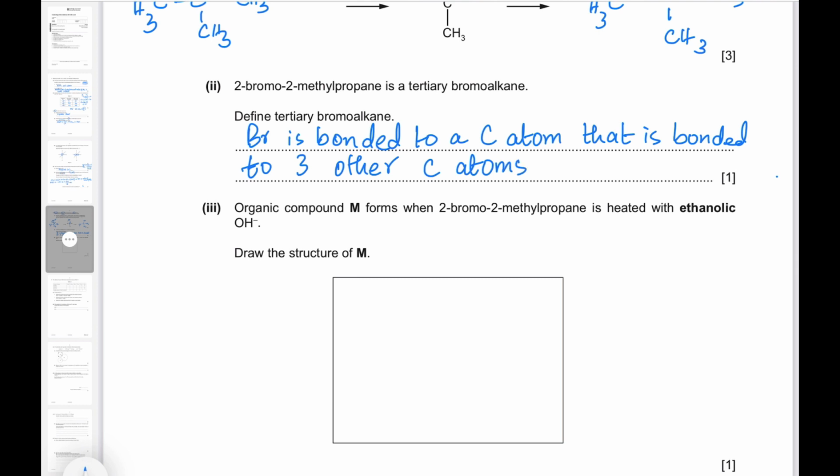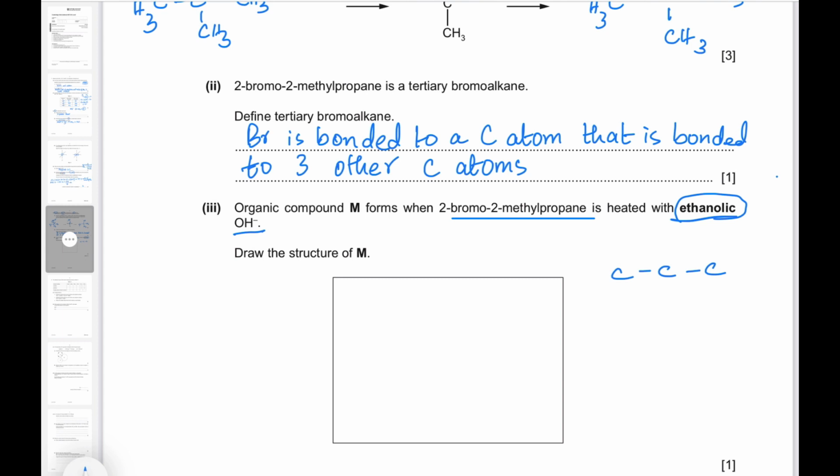Part 3. Organic compound M forms when 2-bromo-2-methylpropane is heated with ethanolic hydroxide ion. Draw the structure of M. So when you've got ethanolic instead of aqueous hydroxide ion, this will result in an elimination reaction instead of substitution. So when a halogenoalkane undergoes elimination reaction, it forms an alkene.